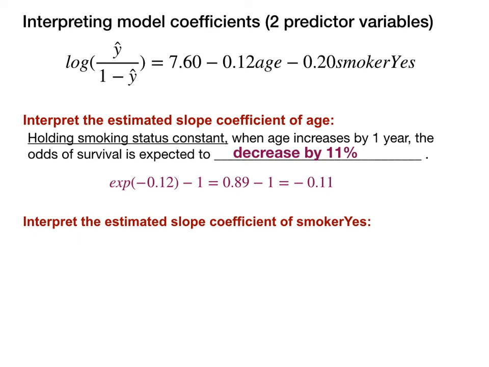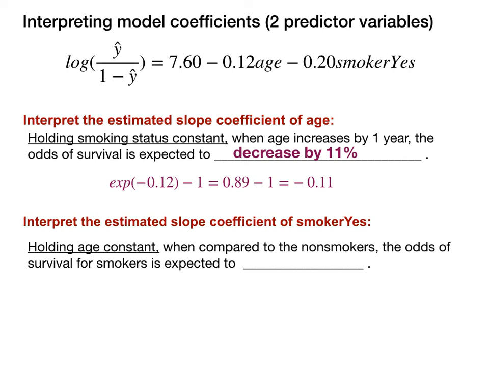Next, let's consider interpreting the estimated slope coefficient of smoker yes. Again, I'm going to give you the structure, this time holding age constant. Because smoker yes is a dummy variable, effectively we are comparing two groups, the smoker group and the non-smoker group. When compared to the non-smokers, the odds of survival for smokers is expected to. You can pause the video here and think about how you would answer this question. The correct answer is minus 0.18, so a decrease by 18%. We basically use the same method.